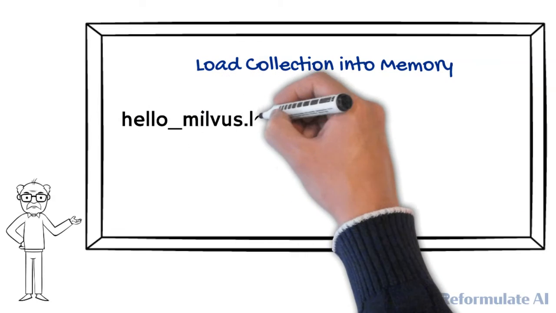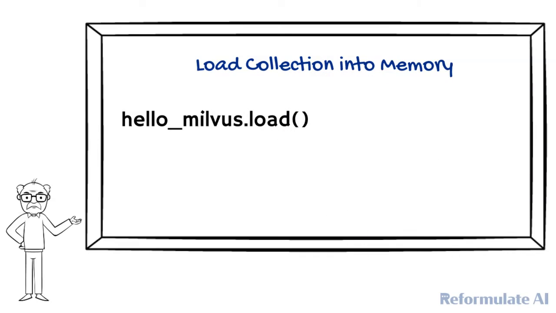Before you can search your collection, the collection index data needs to be loaded into memory. This allows for efficient vector similarity search. If you forget to call the load function, you will get an error when you try to perform a search against that collection.